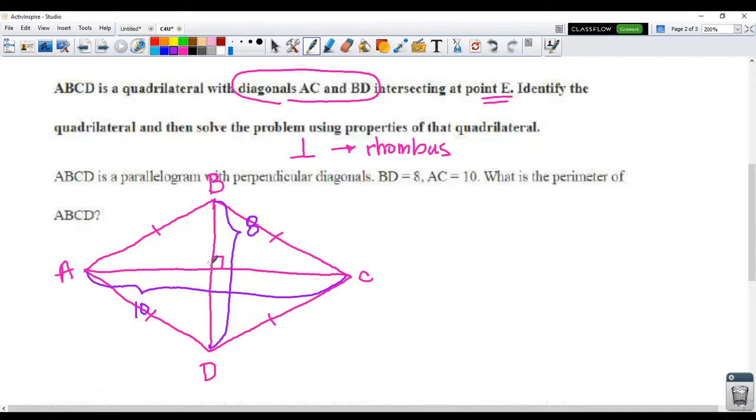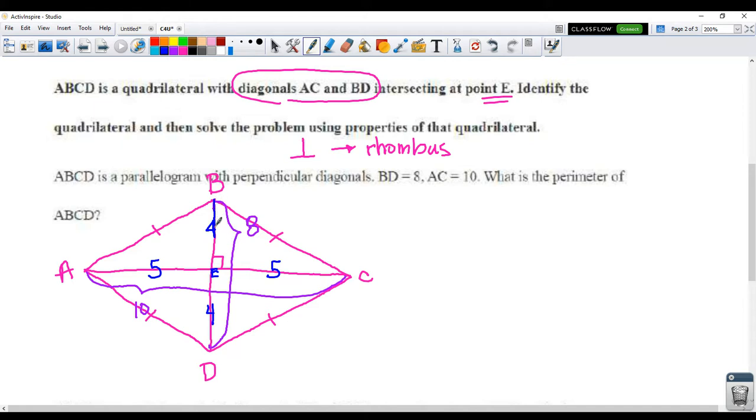In order to do that, we're going to break our diagonals into their parts. Because this is a parallelogram, the diagonals bisect each other. So this section from B to E is 4, and this section from E to D is also 4. And this section from A to E is 5, and this section from E to C is also 5. That's a property of parallelograms that the diagonals bisect each other. So we know the entire diagonal length, so we chop them both in half.